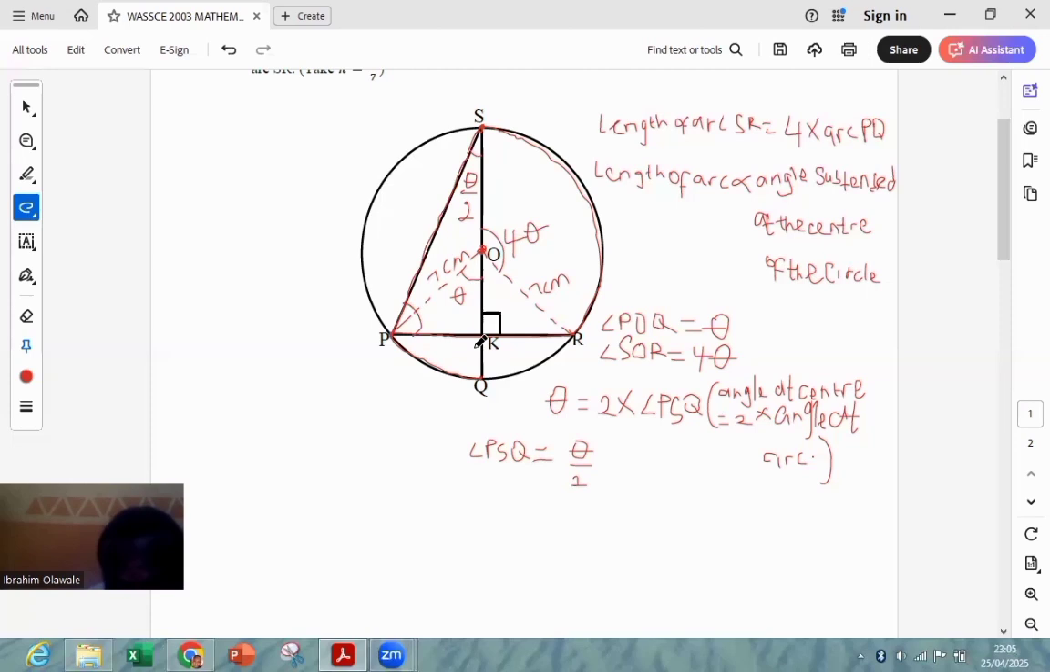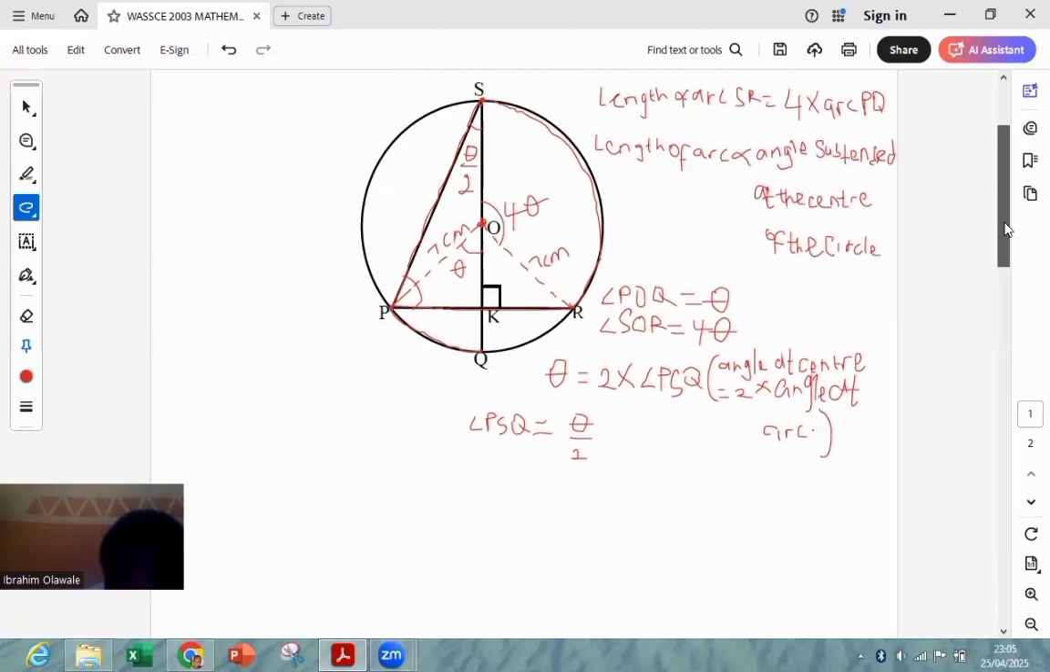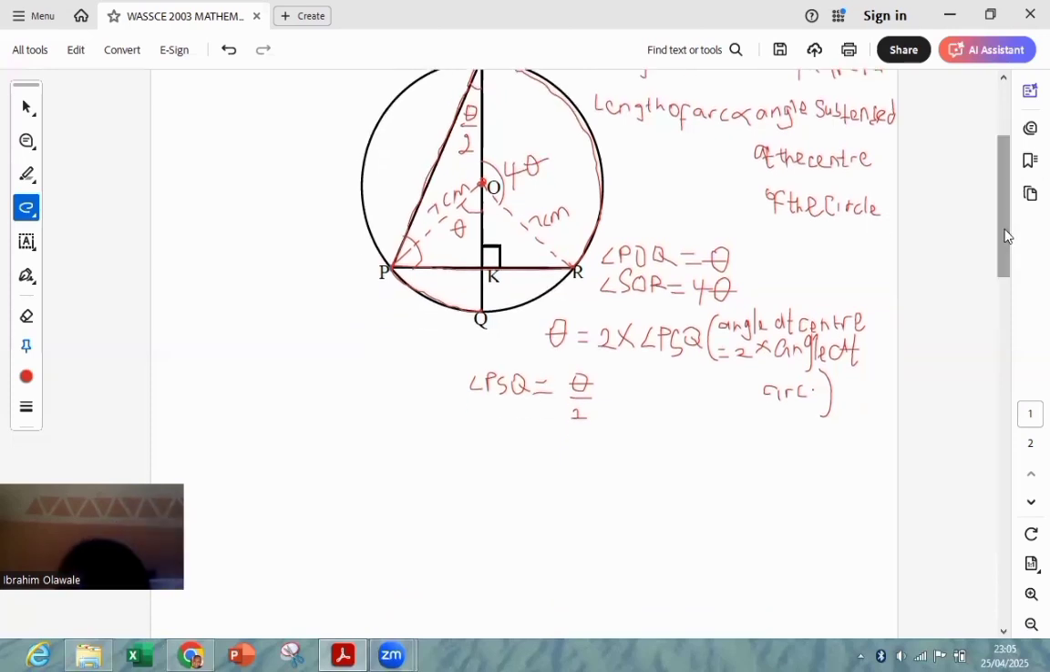That's the next question we need to tackle. So in this case now, by virtue of the theorem that says angle at the center is twice angle at the circumference, I can say that angle SOR is 2 times angle SPR by this theorem.